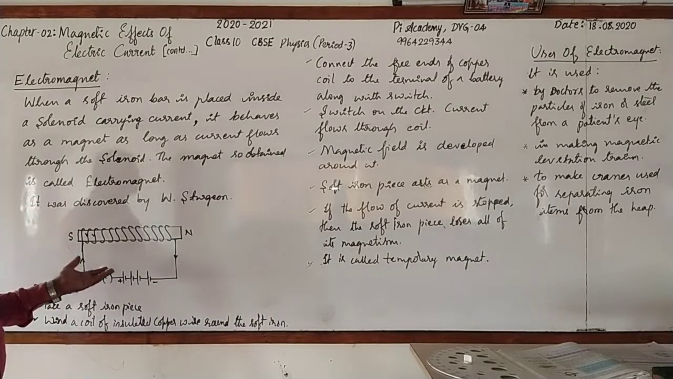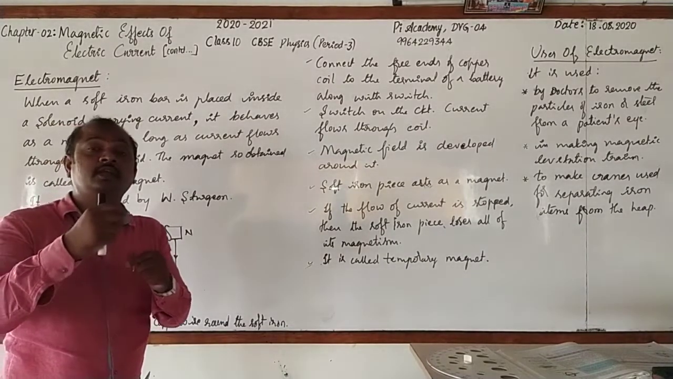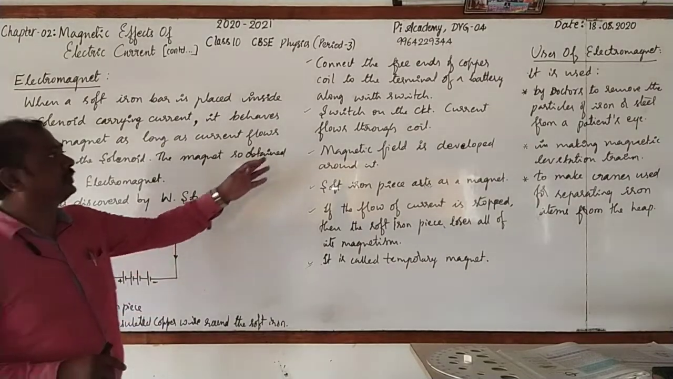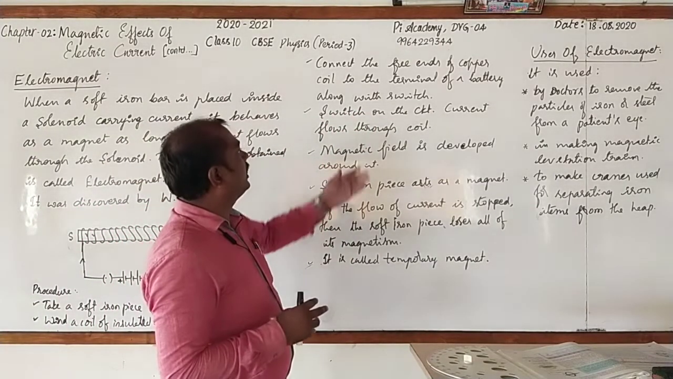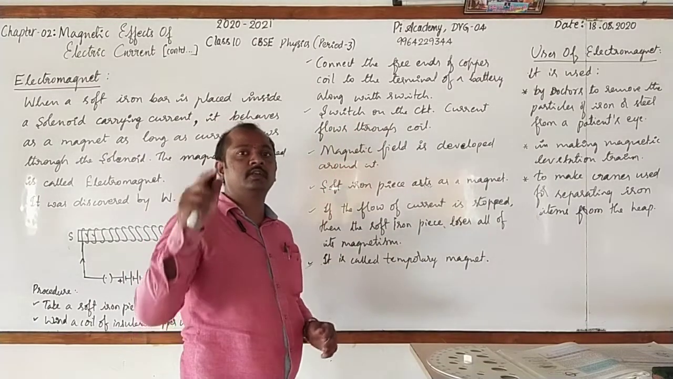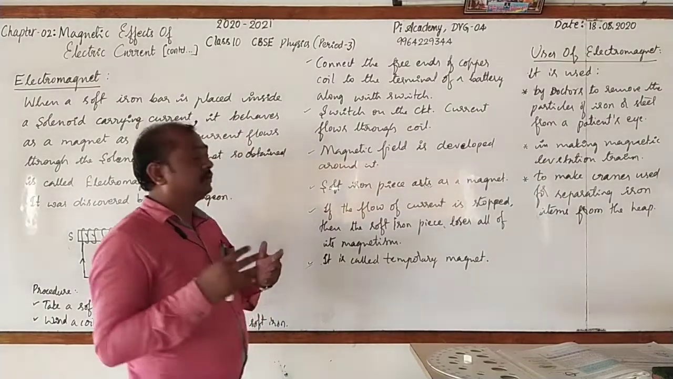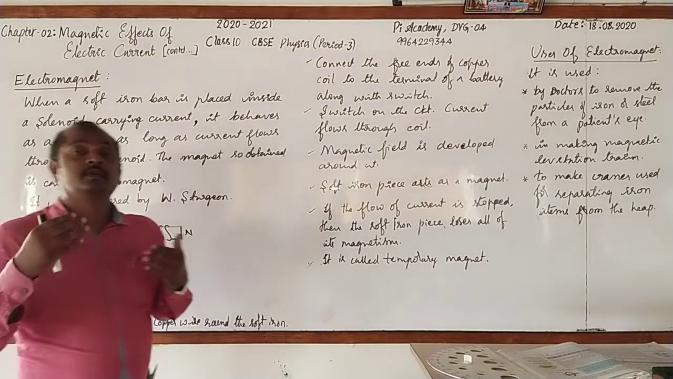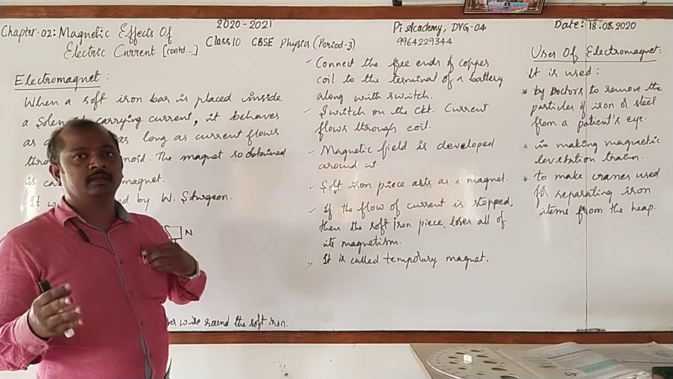And how to make it? It's a very simple procedure. You have to take a soft iron piece and take a long copper wire, and start winding around it. Then whatever free ends are available, they have to be connected to the terminals of a battery along with a switch. Then after that, switch on. Then the current flows through the coil. Then the magnetic field is developed around the soft iron piece according to the magnetic effect of electric current. Then it acts as a magnet.